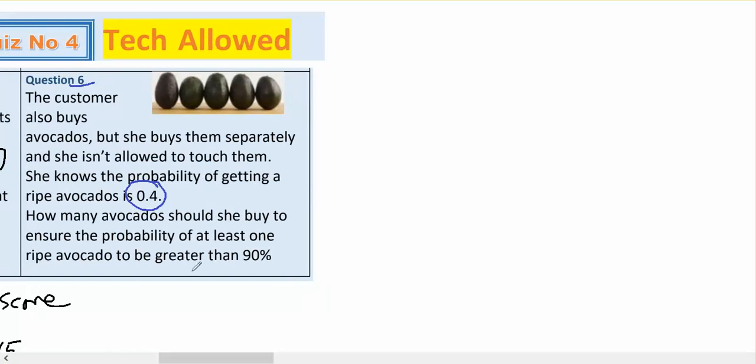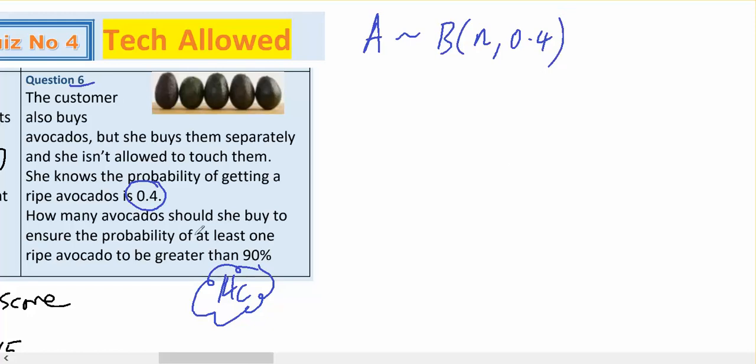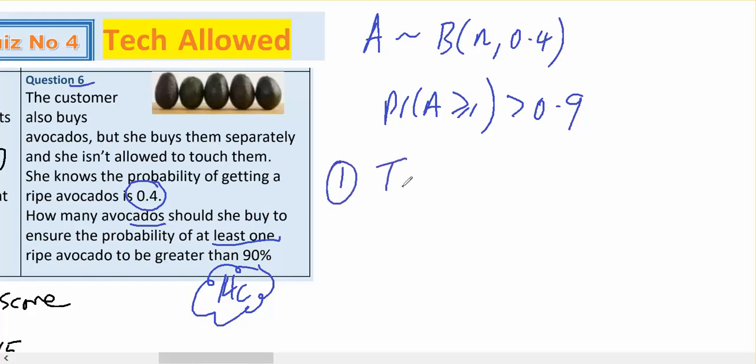Okay, so this is finding n. It comes out of 14c. I know that avocados are binomial. I don't know n, but I know the probability of a ripe one is 0.4, and I want the probability of at least one. The probability that A is at least 1 is greater than 0.9. So method 1 is trial and error on the ClassPad.